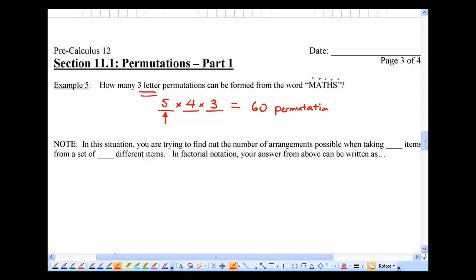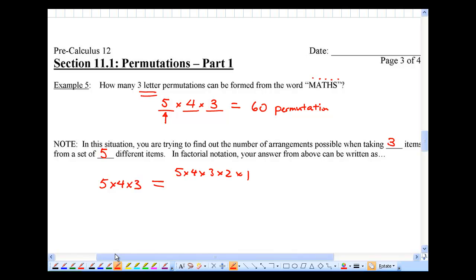Now, in this situation, once again, you are trying to find out the number of arrangements possible when taking 3 items from a set of 5 different items. Okay? Now, let's see if we can write this out in factorial notation. Now, remember how we have 5 times 4 times 3? Well, how is that like factorials? It's kind of like a factorial. It's kind of like 5 times 4 times 3 times 2 times 1, right?